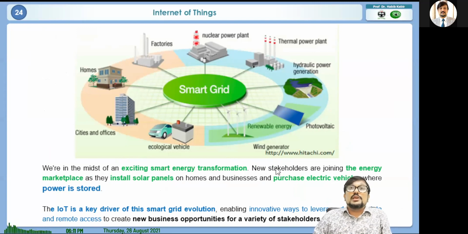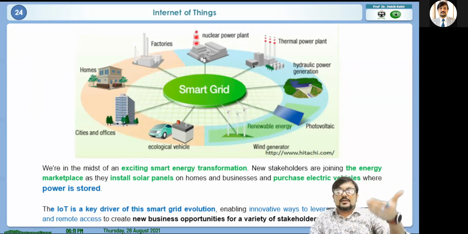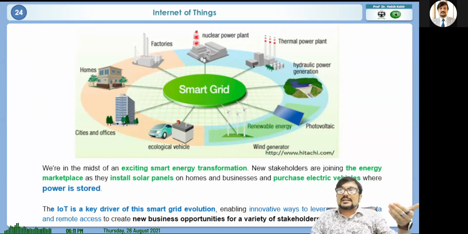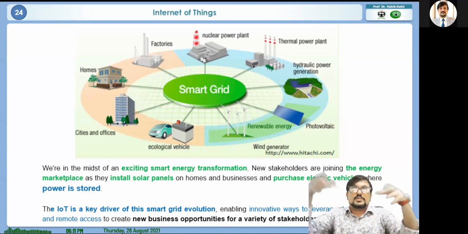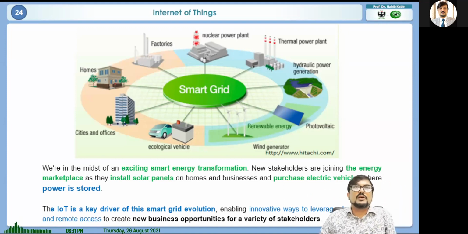transformation. New stakeholders are joining the energy market, because it's a consumable item. Because of that, everybody is thinking. Previously, the energy market was only for the government, but not now, because everybody is thinking how to put the money over there: install solar panels, purchase electric vehicles, power storage, and so on.